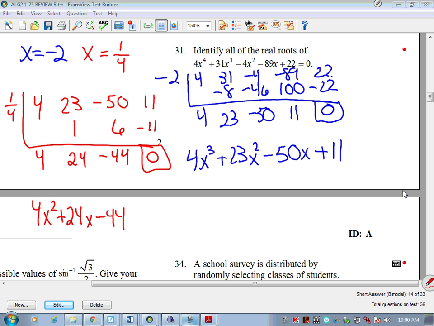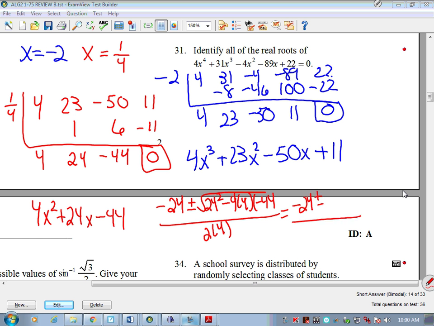At this point, what I would do is plug this into the quadratic formula. I would take negative 24 plus or minus the square root of 24 squared minus 4 times 4 times negative 44, all over 2 times 4. Question? No? Okay. So we've got negative 24 plus or minus the square root, all over 8. We'll find out what's inside that square root.